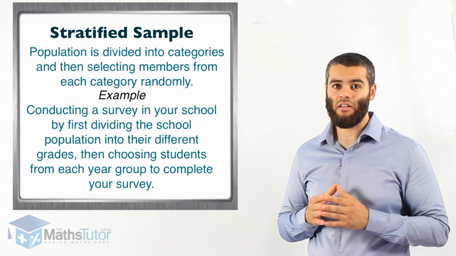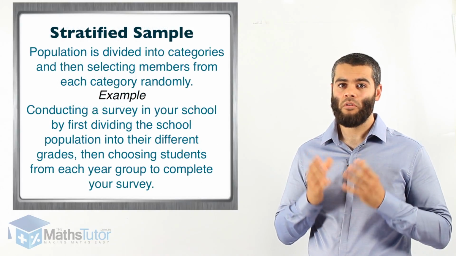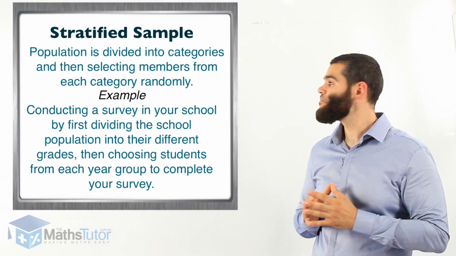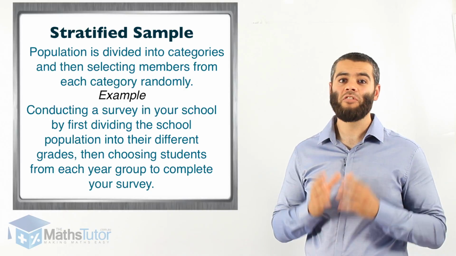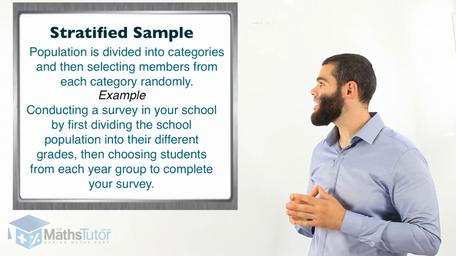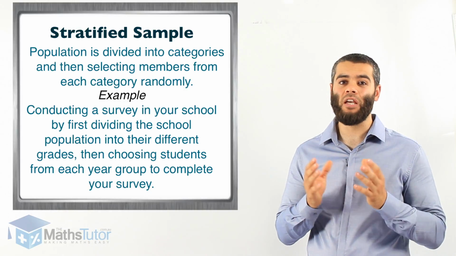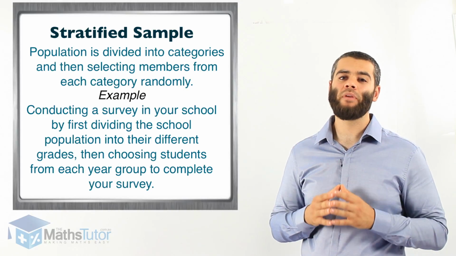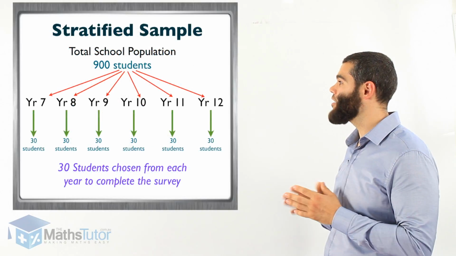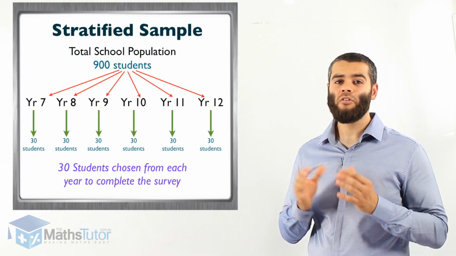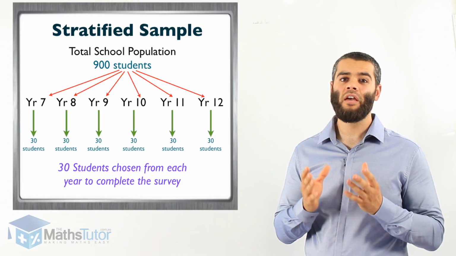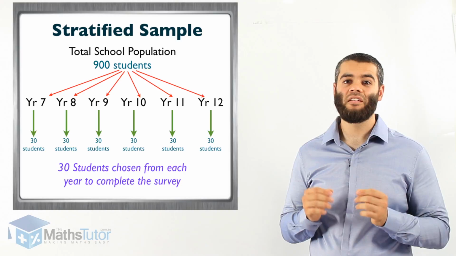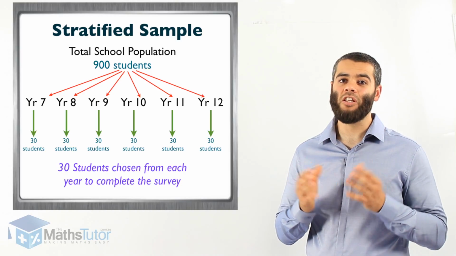A stratified sample. What do we do here? Well, basically, the school population is divided into categories, into subgroups, and then members are selected from each category, from each subgroup, and then surveyed. So here we have the total population of 900 students. The 900 students are divided into their grade or year groups. So we have year 7, year 8, year 9, year 10, year 11, and year 12.